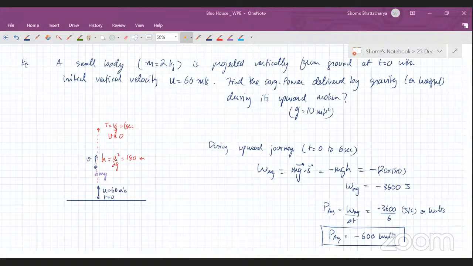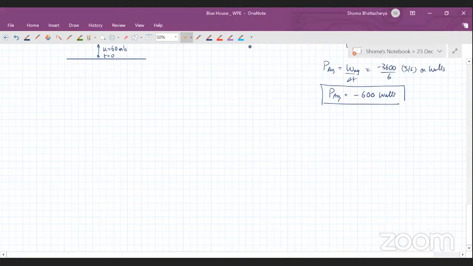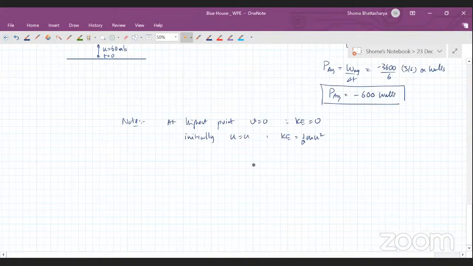Now see here, one more thing we could have used is that at the highest point, in this case, speed is 0. So kinetic energy becomes 0. And initially, speed is u, so the kinetic energy is half mu square. We know that work done by mg is the change in kinetic energy. So we could have directly used this, that the work done by mg is minus half mu square.